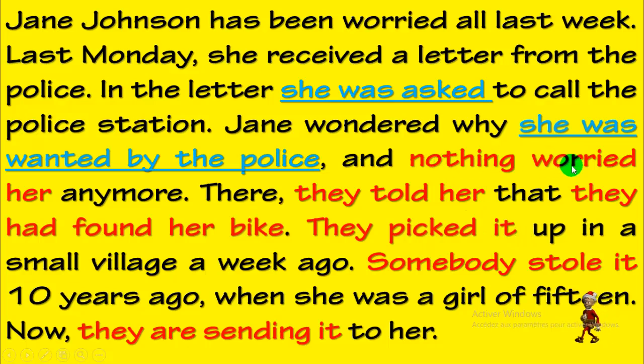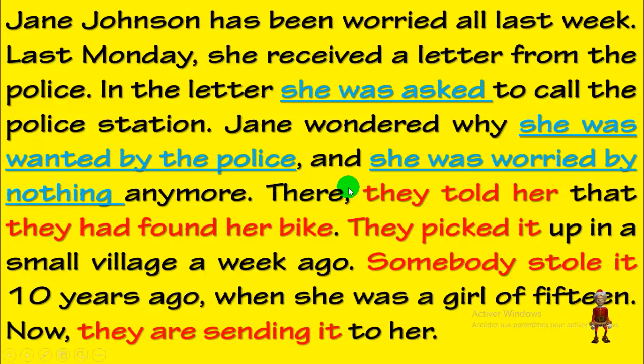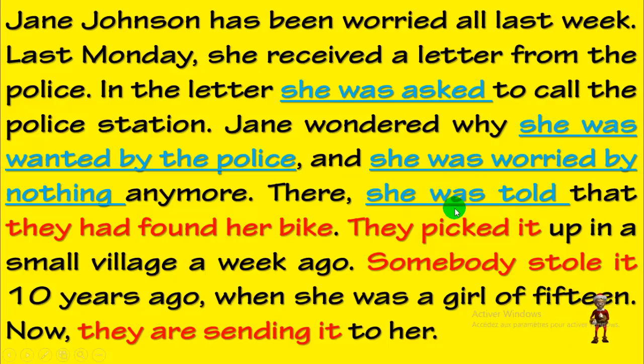And nothing worried her anymore. Nothing, subject, worried, verb, her object. She was worried by nothing anymore. There, they told her, her becomes she. She was told. Told is in the preterite, to be, was. She was told that they had found her bike. They, subject, had found, verb, her bike, object. Her bike had been found, had been found.